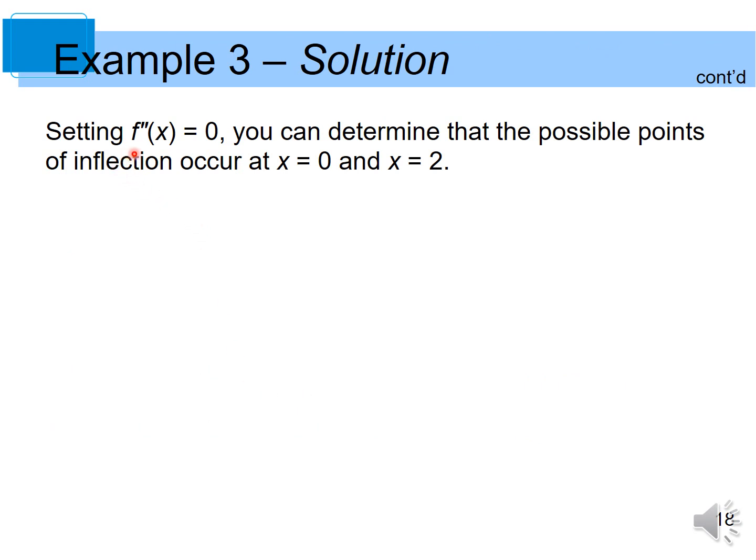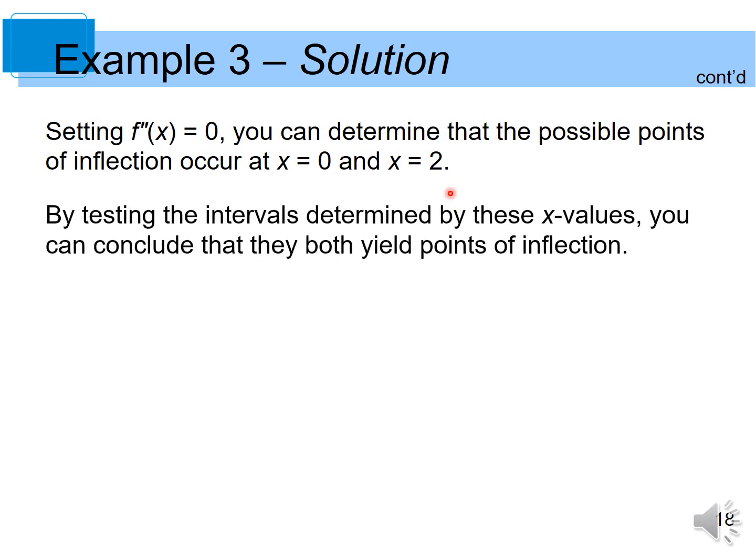So we let f''(x) equal to 0. We solve for x. Then we have two critical numbers, x equals 0 and x equals 2. By testing the intervals determined by those x values, you can conclude that they both are points of inflection.